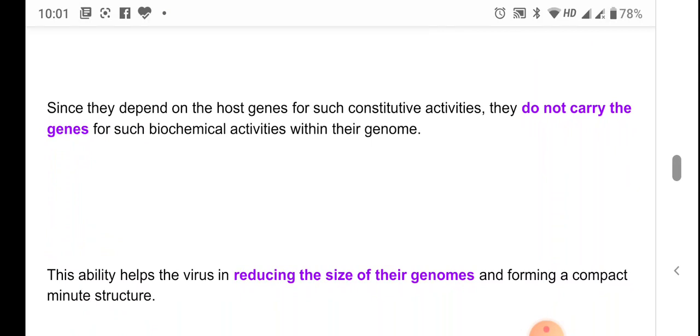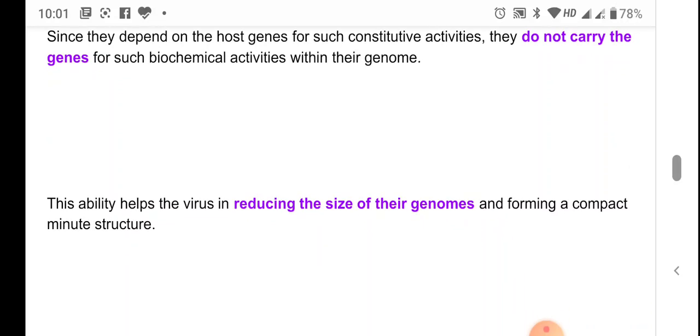Then, since these viruses depend on the host genes for most of their activities, that is for replication, for the production of the coat, for everything, they depend on the host cell. So they do not carry many genes in their genome. They do not carry genes for biochemical activities or for the formation of copies of the genomes. Such genes are not carried in their genome, and this helps to reduce the size of the genome, so that it is a very small and compact structure. That's why these viruses are so small, that is nanometer in size.